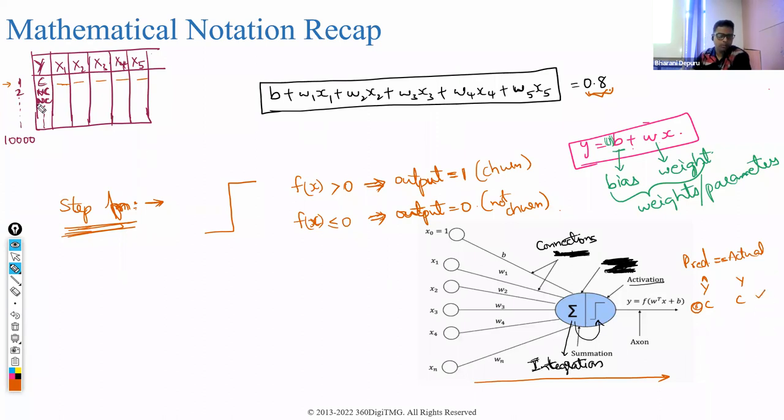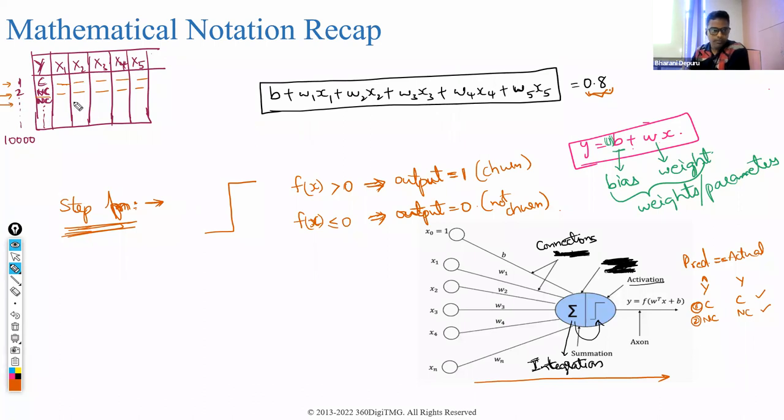Then take the second row. Take all of these inputs, pass them through your neural network, and get the predicted value. The predicted value says the customer will not churn. What does your actual value say? Not churn. Wonderful. There is again a right prediction. If there is a right prediction, then there won't be any loss, there won't be any error.